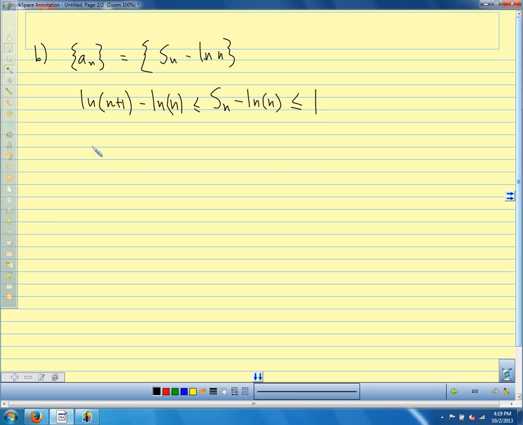Well, the natural log function is an increasing function, so the natural log of n plus 1 minus the natural log of n is greater than or equal to 0. Well, if this quantity is greater than this, then we're guaranteed that it's greater than or equal to 0. So I can rewrite this as 0 is less than or equal to S of n minus the natural log of n, less than or equal to 1. So we've bounded the terms of my sequence between 0 and 1. So we've shown that this is bounded.